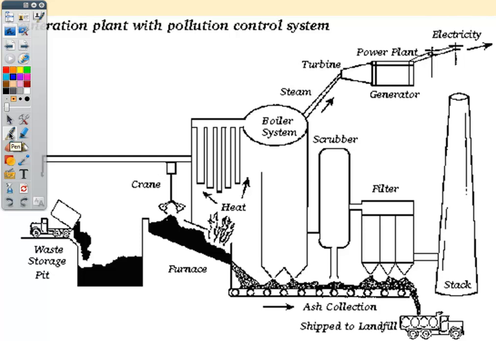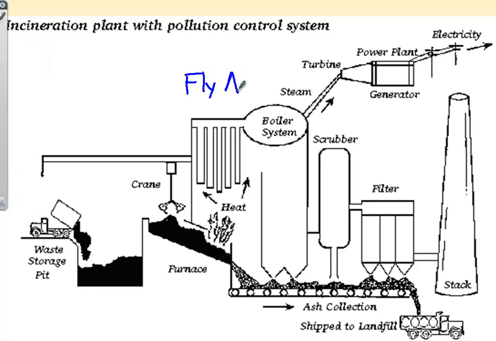But what I want to talk about here is the other ash, and we call this fly ash. Fly ash is the exhaust or the air pollution that comes out when you burn this, and this stuff is extremely toxic, because you're burning plastics, rubber, even chemicals.